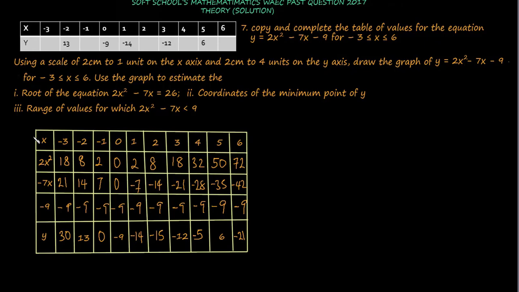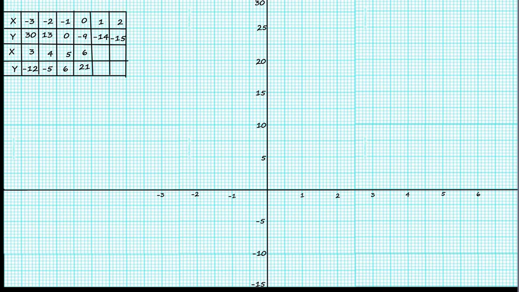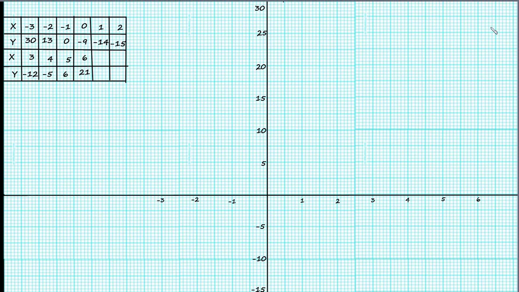So now we are going to import the x and y values into our graph section. This is our graph section, and we are going to plot the graph now. So we are going to start. We have our x and our y. When x is minus 3, our y is 30.